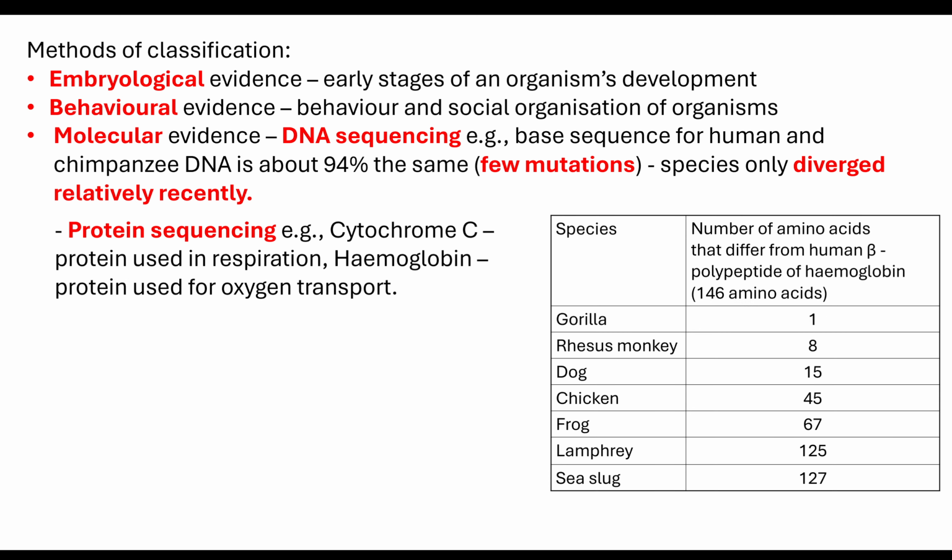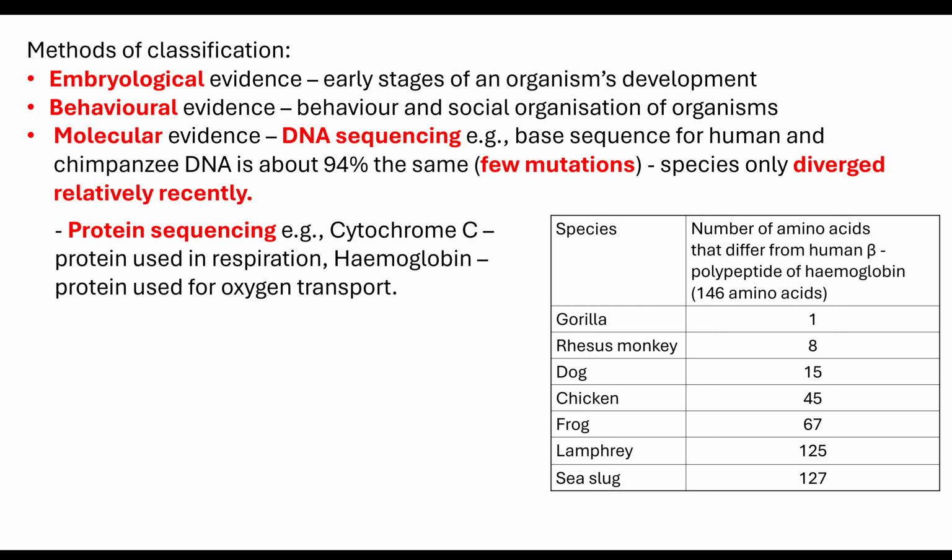So another thing we can look at is protein sequencing. Obviously our DNA base sequence determines our amino acid sequence. The amino acid sequence therefore gives us our protein sequence. So if we were to look at the molecular evidence of the proteins that are produced by the organism, we'd be looking at that amino acid sequence. One that we tend to look at is cytochrome C, which you'll learn about as a protein used in respiration. Or we can also look at hemoglobin, the protein used for oxygen transport.